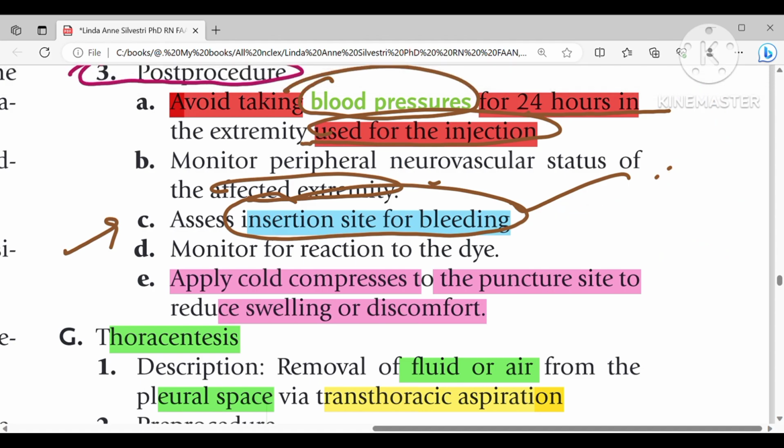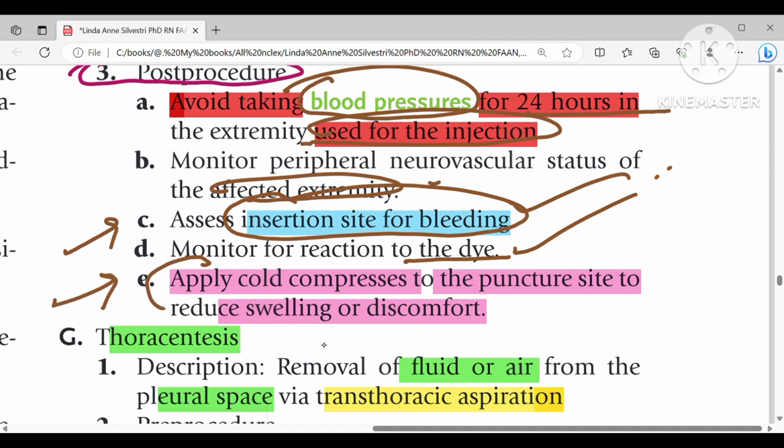Next one is monitor reaction to the dye. Patient is having any allergy to the dye or anything else. Okay, so any reactions, any inflammatory reaction or any allergic reaction is there due to the dye.